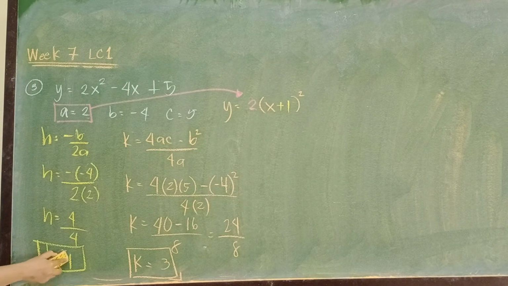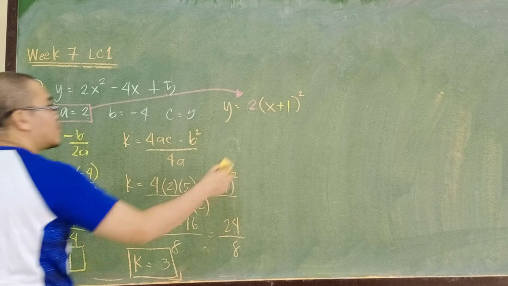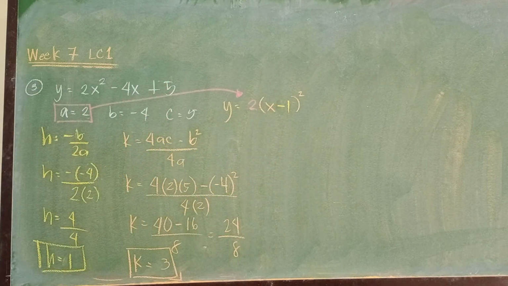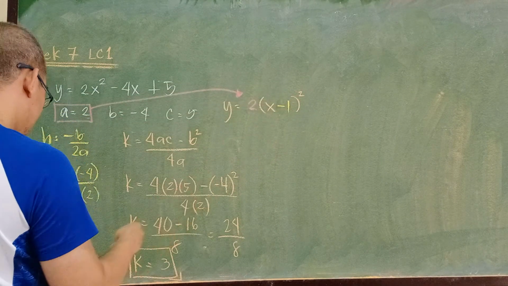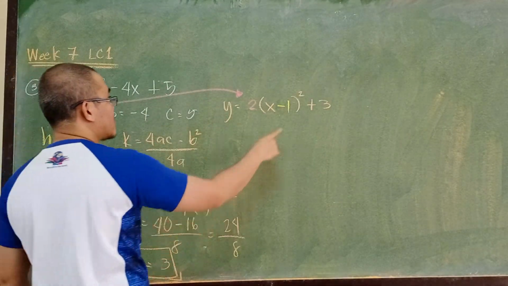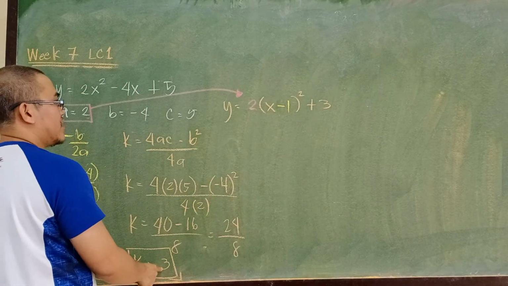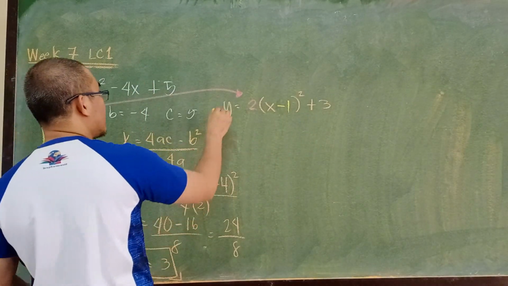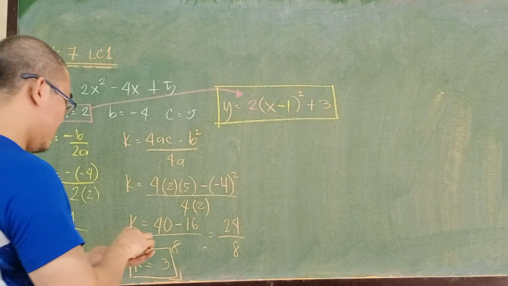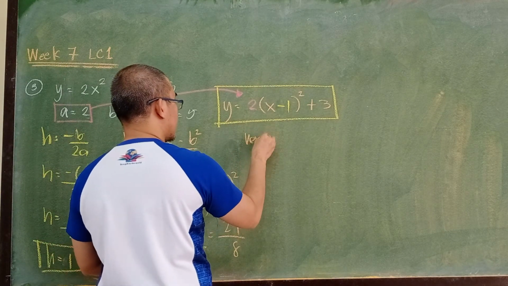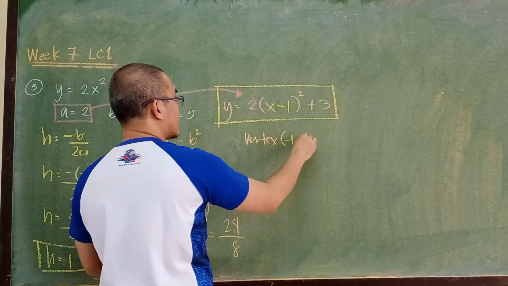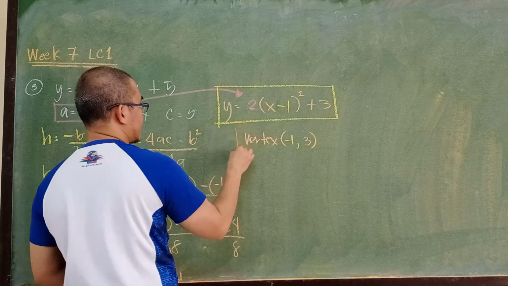Now, since this is positive, this will be negative. Next, ano yung value ng K natin? Yung value ng K natin would be positive 3. So kung anong sign niya dito, yun na yung sign niya sa taas. So this is positive 3, therefore this is also positive 3. So ito na yung vertex form natin. So yung vertex natin is negative 1 at saka positive 3. So ito yung vertex na mag-graph natin.